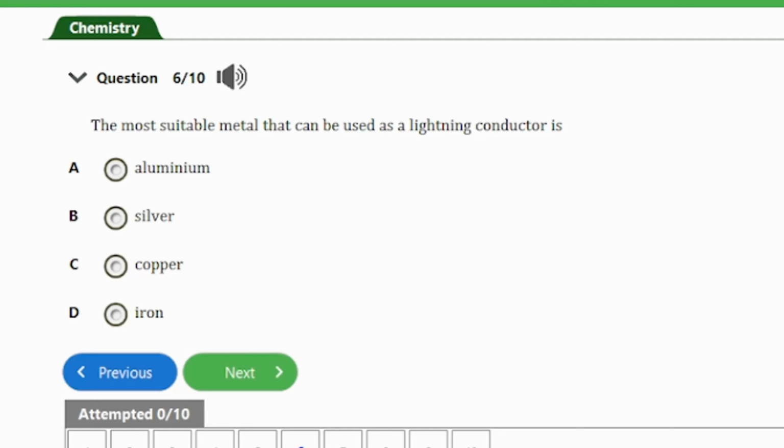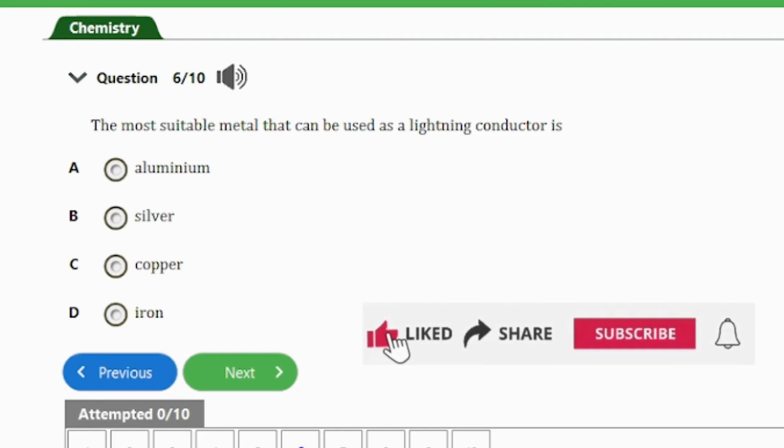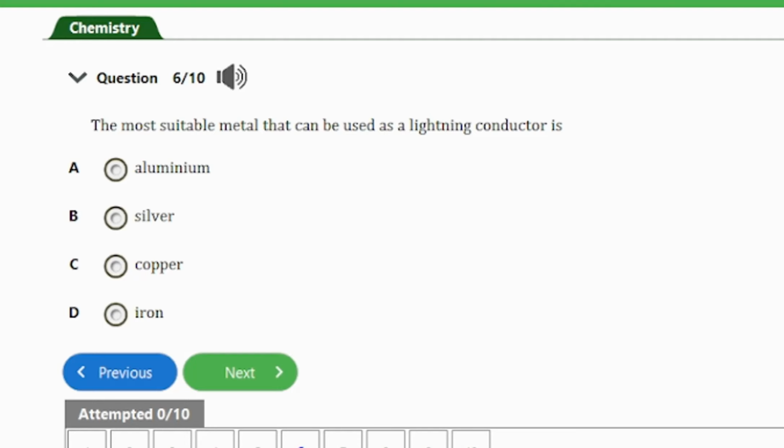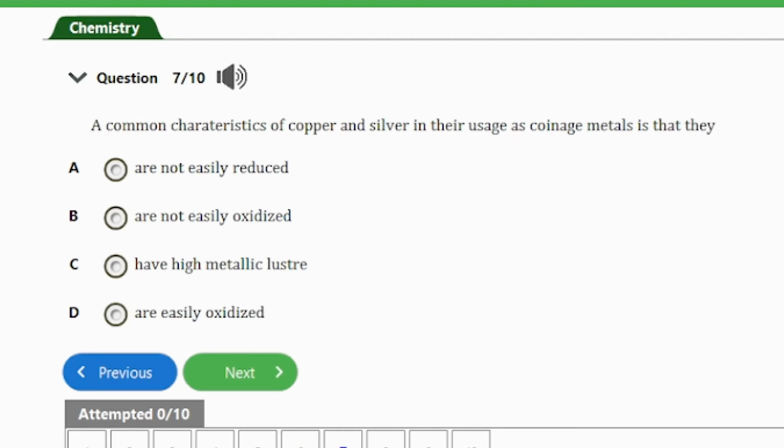So iron is not a good choice because it rusts, and also, aluminium here, while being a good conductor, is not as durable as copper. So guys, out of all the options here, copper seems to be the best choice, and that's the answer to this question, option C. So let's consider the next question.